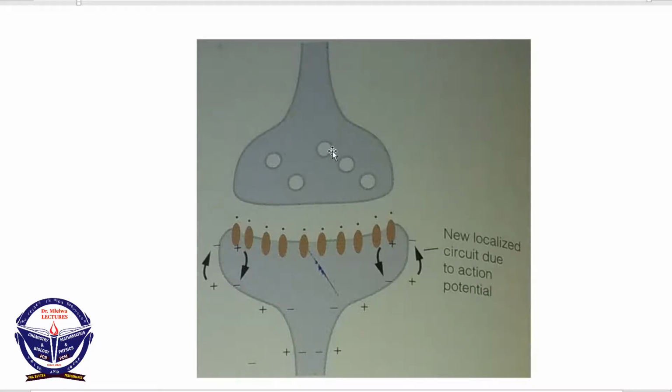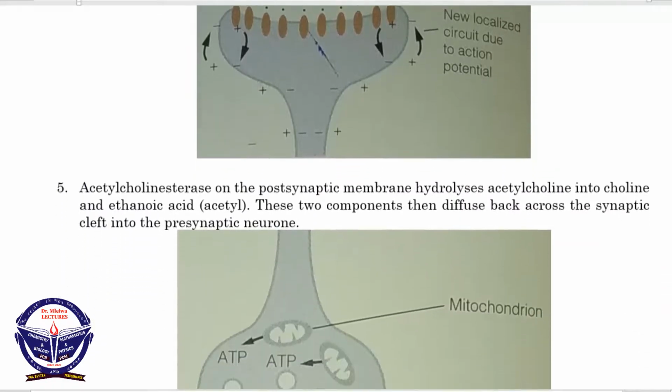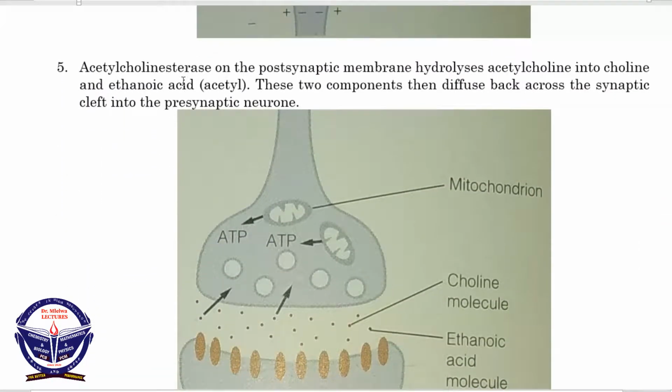As you can see, the vesicles in the presynaptic knob, the presynaptic neuron, are still empty. So what happens in the fifth stage is that acetylcholinesterase on the postsynaptic membrane hydrolyzes acetylcholine into choline and ethanoic acid, that is acetyl. These two components then diffuse back across the synaptic cleft into the presynaptic neuron.